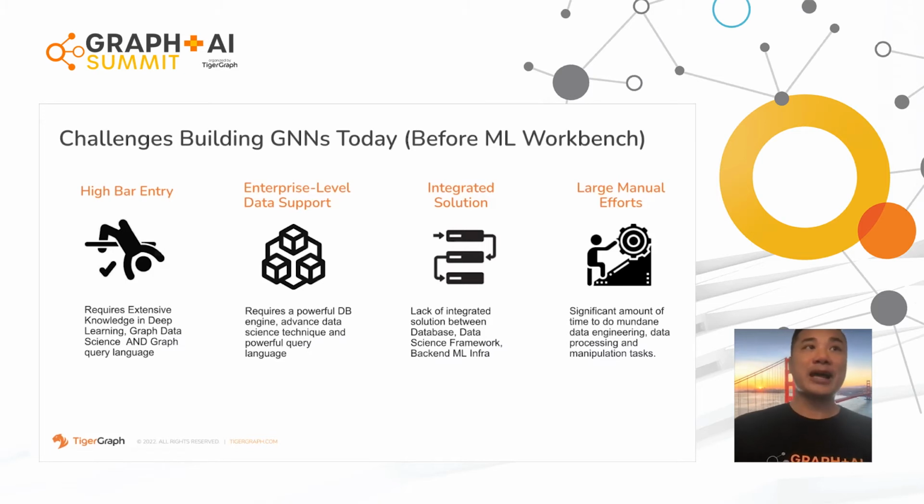Now, there's also a lack of integrated solution on the market today that connects graph database with different ML infrastructure. That means I need to do a lot of manual or mundane tasks related to data engineering, data processing, and manipulation. So all these challenges translate to a longer R&D cycle and slower speed to delivery.